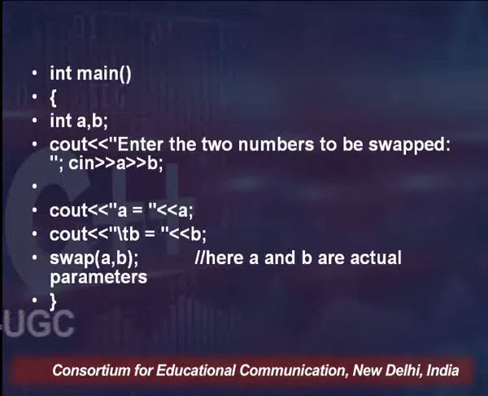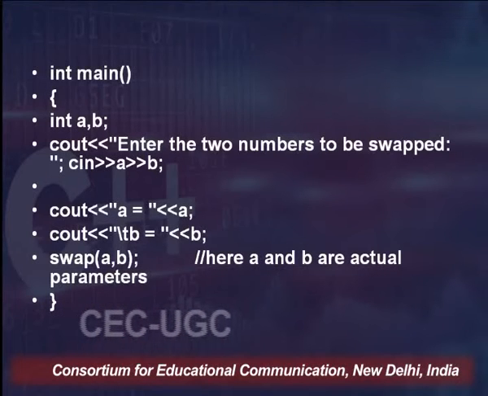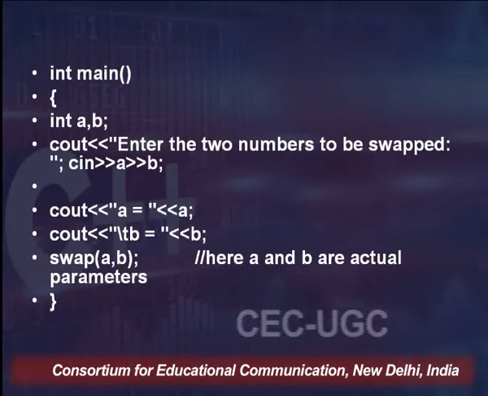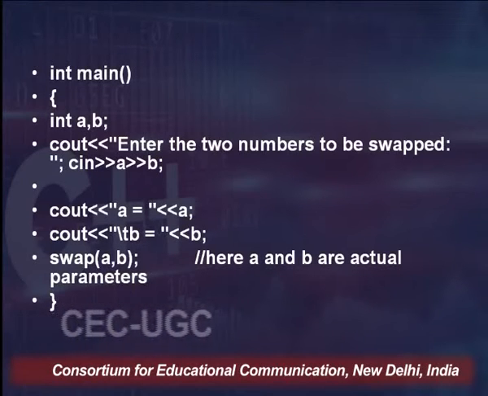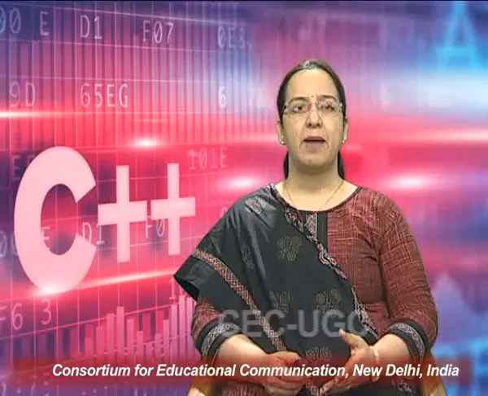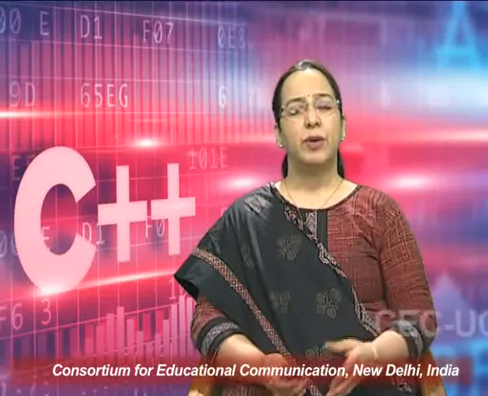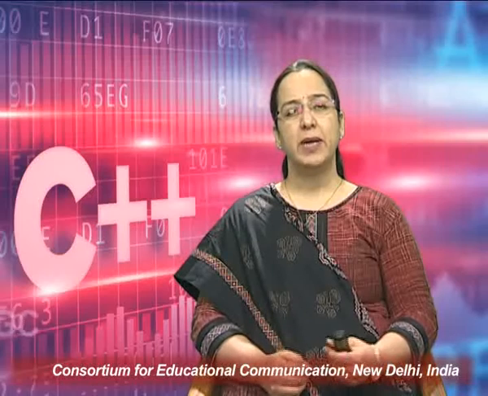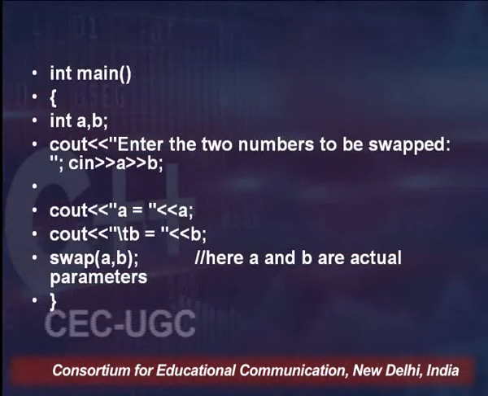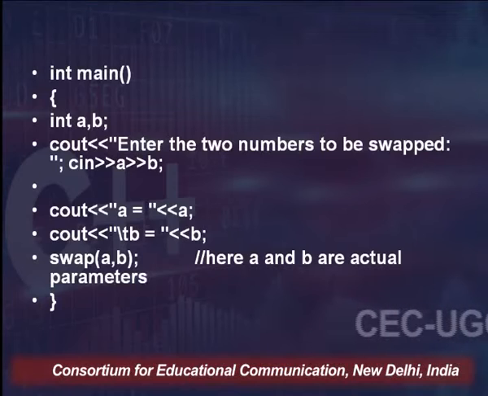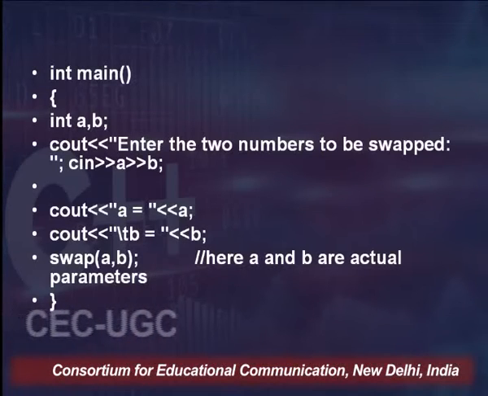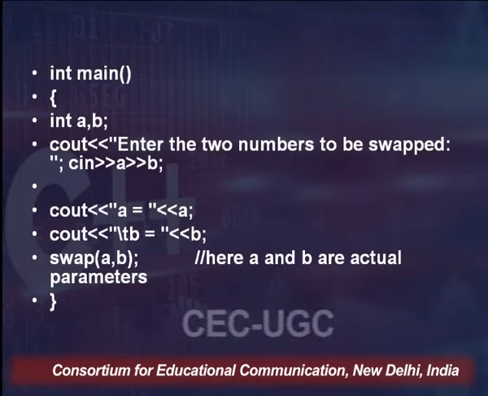So for example, the execution starts from the main function, and after declaration it asks with cout to enter two numbers to be swapped. Let's say I am giving 10 and 20. Then these 10 and 20 are passed. First of all, 10 as a and 20 as b are printed, because that's what my code says. Then a swap function is called as 10 comma 20.